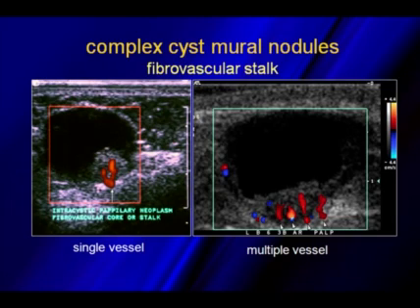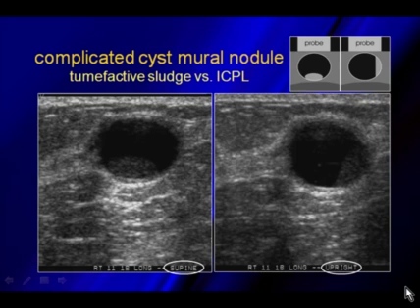Now, in using color Doppler, we find it more reassuring when we have a single vessel feeding into these lesions rather than multiple vessels. One thing we found is that with multiple vessels, these tend to be more worrisome, and actually this is an intracystic carcinoma. This was an intracystic papillary lesion.